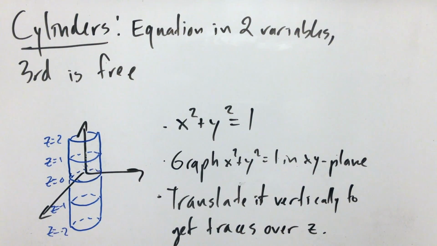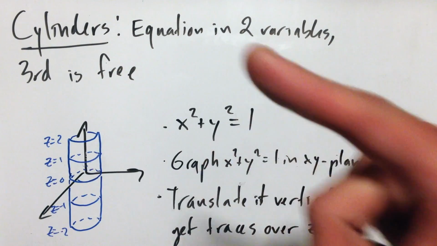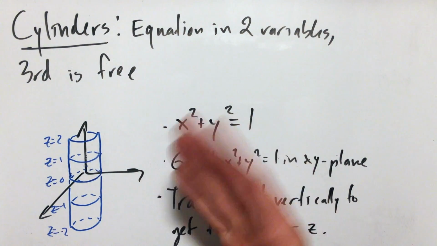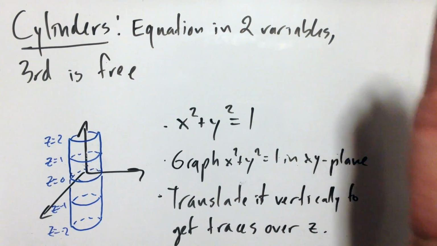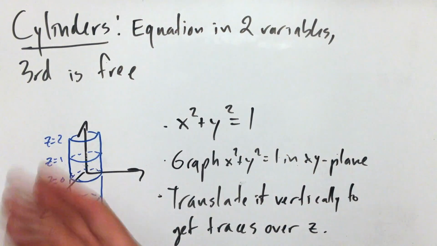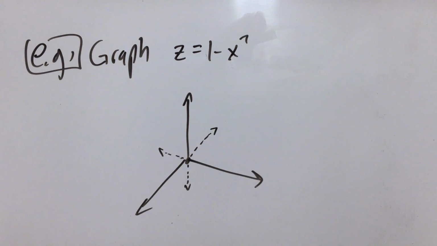And more generally, a cylinder is just what you get when you take an equation in two variables. You get some sort of curve. Since the third variable is free, you just translate it along the axis for whatever the free variable is, and that just carves out some sort of shape in space. All right, so here is an example.